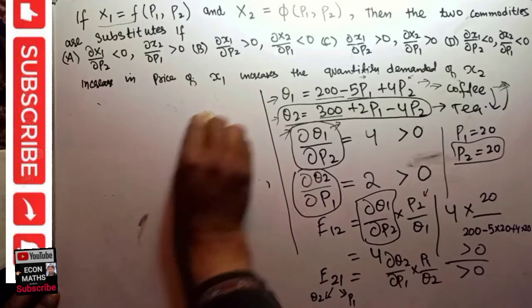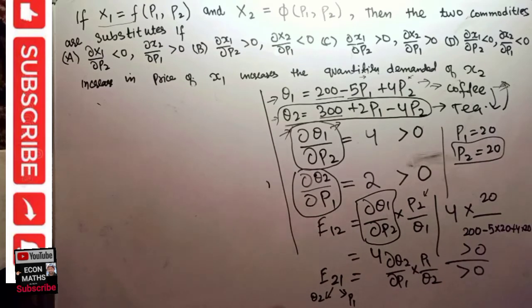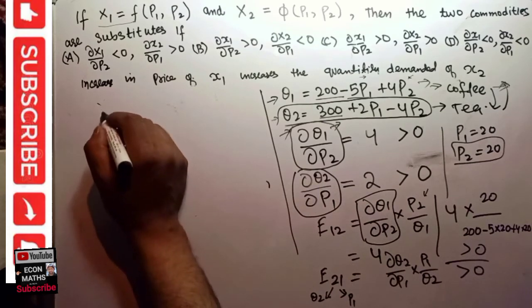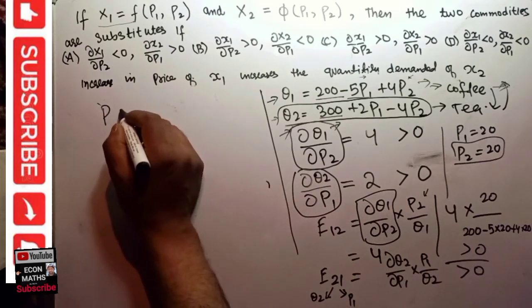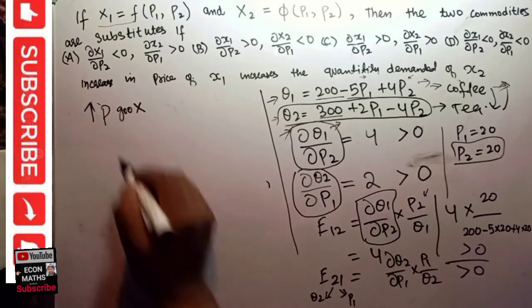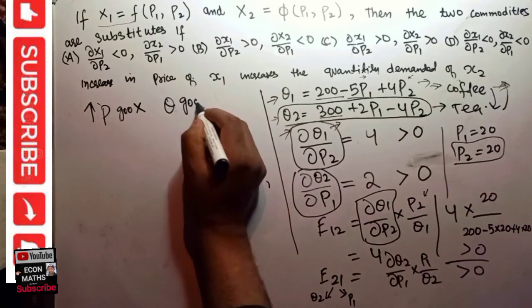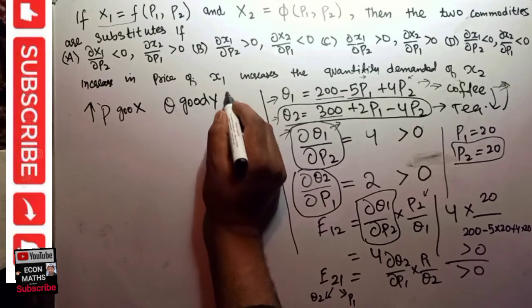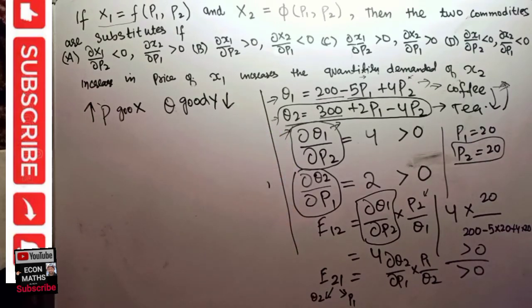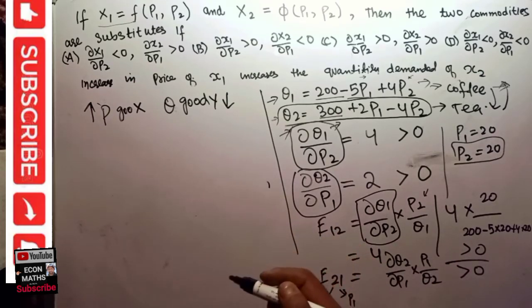So we can also solve it for the complements. That means two goods are complements of each other if an increase in the price of, let us say, good X leads to a decrease in the quantity demanded of good Y. In this case, let us try to give an example, though the example is not a perfect one, but I will still try to give it.